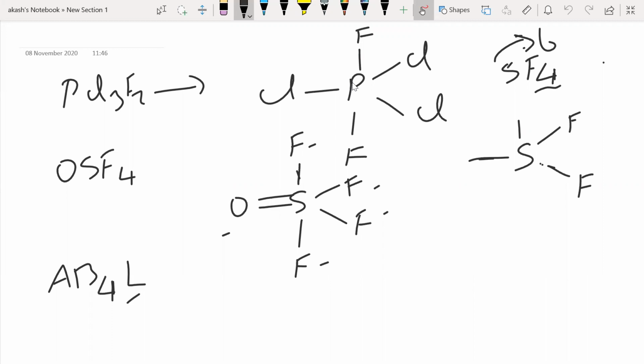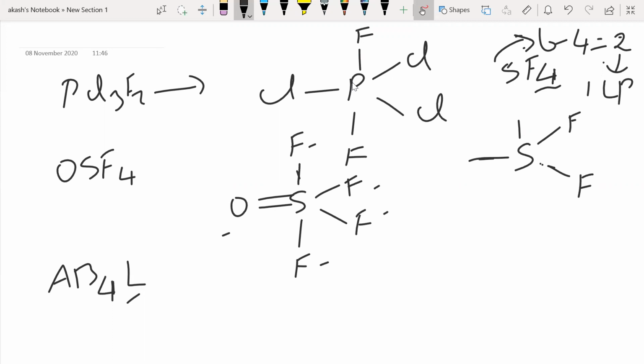Right. So sulfur has 6 valence electrons, and in that 4 are involved in bonding. So there are 2 electrons left out, obviously making 1 lone pair. Beautiful. So that's my SF4, which belongs to the AB4L category.